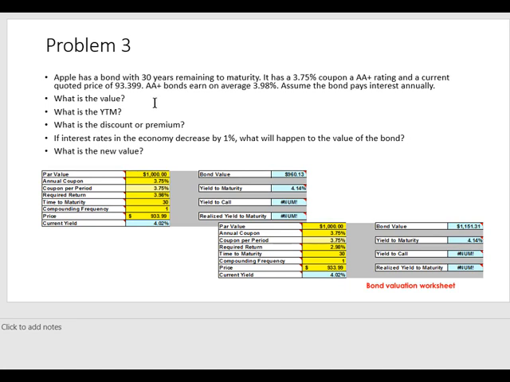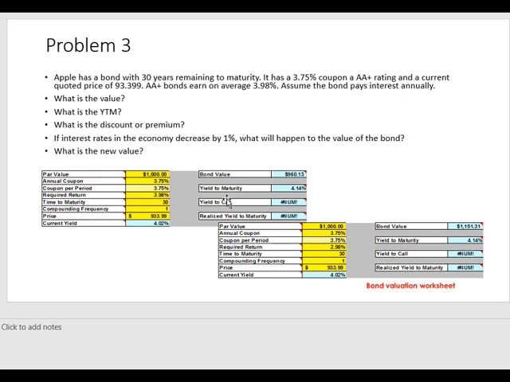So first of all, what's the value of the bond? We need to input all the data we have in the yellow boxes. Again, remember, compounding frequency is going to be 1 because we're saying that they pay their interest on an annual basis. The value of this bond should be $960.13. But you could buy this bond for $933. So this is a good investment. We would pay $933 to get something worth $960.